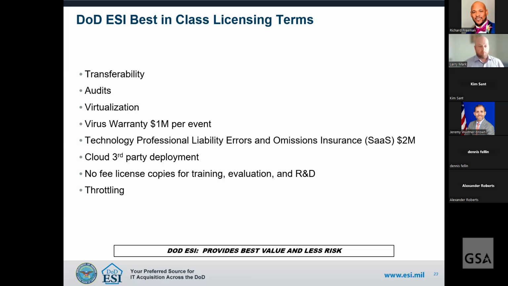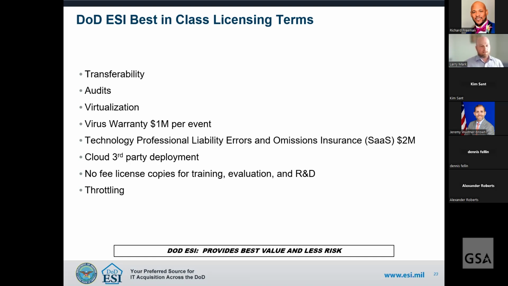Cloud and deploying to a third party cloud. A lot of times software terms and conditions do not allow you to deploy on-premise software into the cloud. Or if you do, there's additional cost. So our cloud third-party deployment terms give us the right to deploy our software that we have bought into the cloud and at no additional cost.